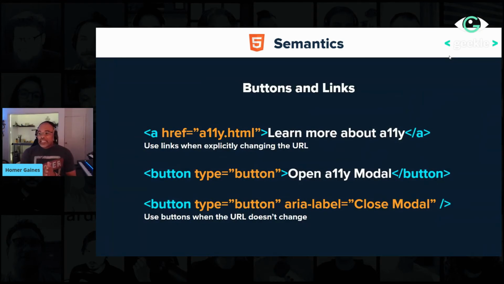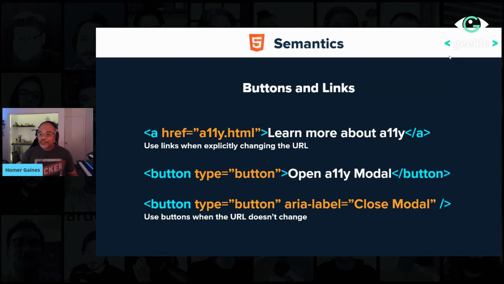Starting with buttons and links. This one seems to confuse a lot of developers, and rightfully so. Because when you're in a hurry and writing your code, a lot of people start with divs, they start with spans. They don't think about the actual semantic elements that they would need to use. And you'll see people ask, well, when do you use a link versus a button? Real easy. If the URL is going to change, use a link. If the URL doesn't change, use a button.